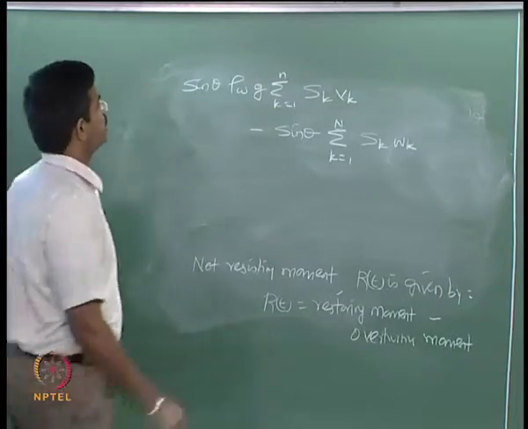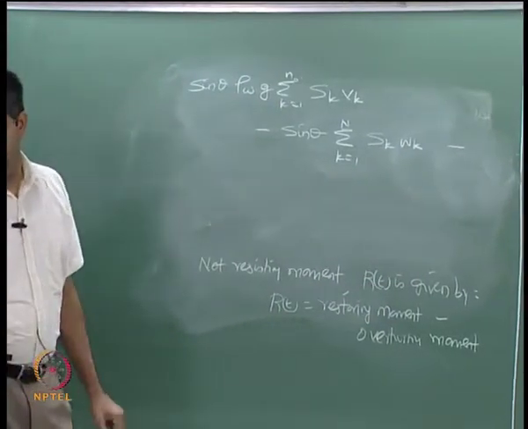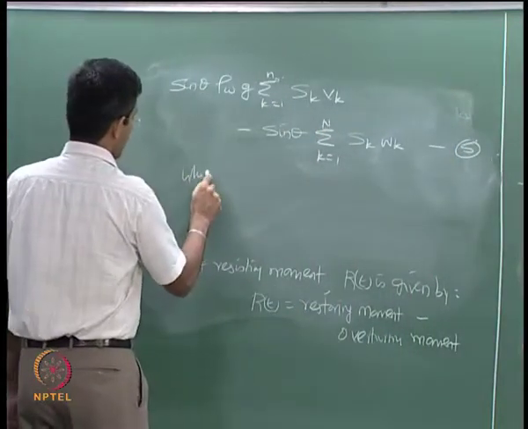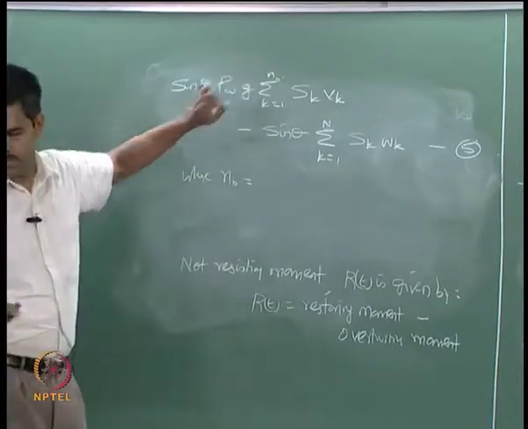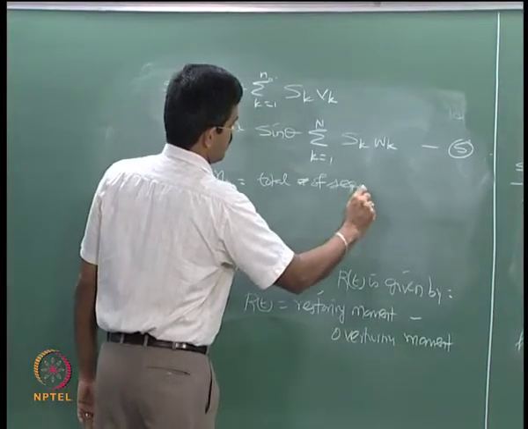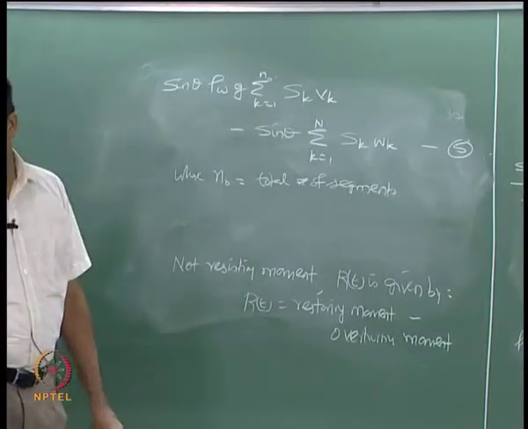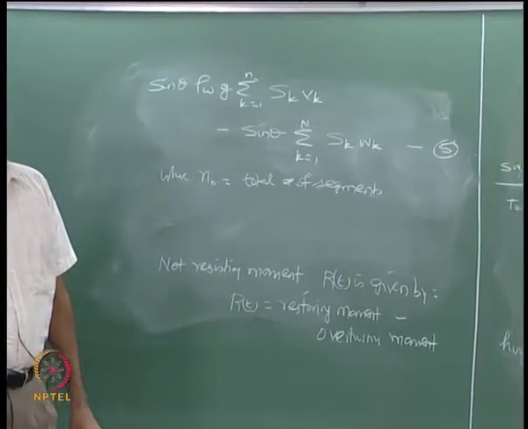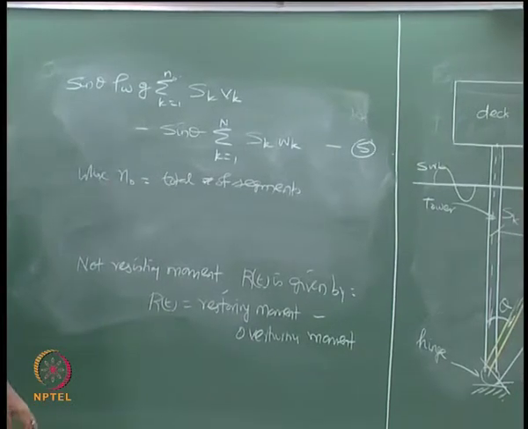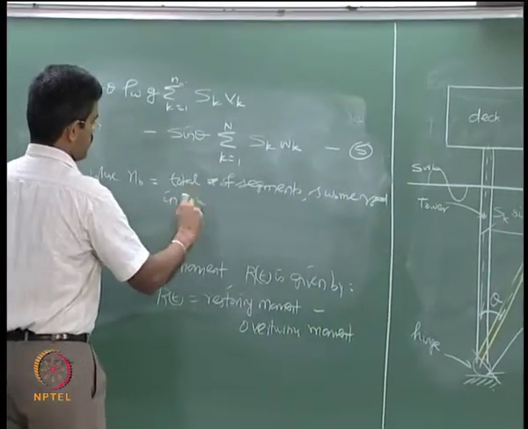whereas I change the subscript to n0, where I call this equation number 5, where n0 here is the total number of segments of the tower submerged in the undisplaced position.